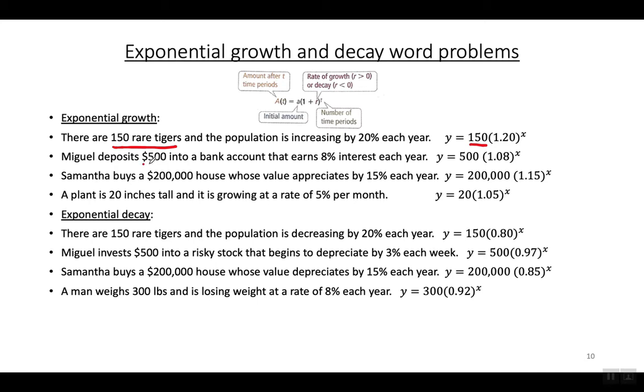Miguel deposits $500 into a bank account. $500 is my initial amount. Samantha buys a $200,000 house. $200,000 is my initial amount. A plant is 20 inches tall. 20 is my initial amount. Let's keep going. Down here, the examples are similar, but you get what I'm saying, all right? A is always the initial amount. That's super important. A is always the initial amount. You're going to have a lot of questions like this on the exam, so this is important.